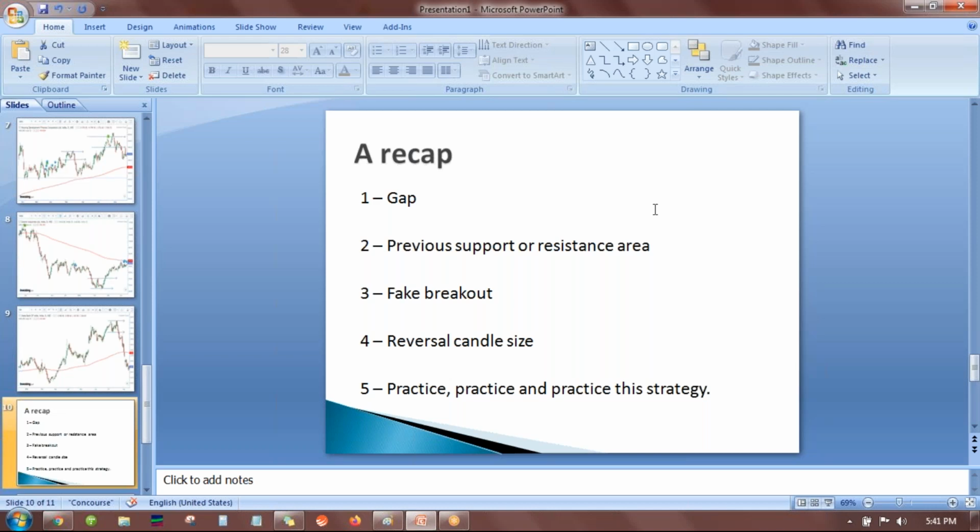First, there should be a gap. Second, there should be a previous support or resistance level. Third, there should be a fake breakout. Fourth, there should be a rejection candle. If you are getting confused with the reversal candle, there should be a rejection candle. And the fifth point is the most important point. Practice this strategy until you get your hand on this.